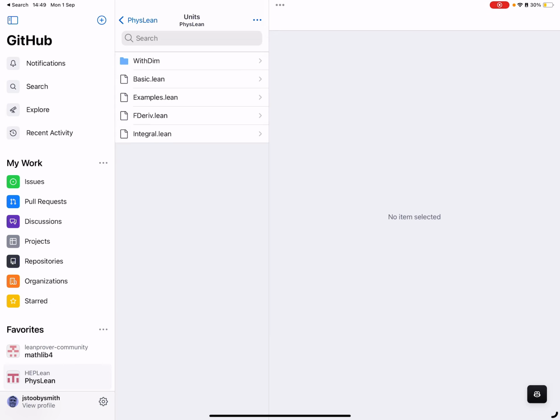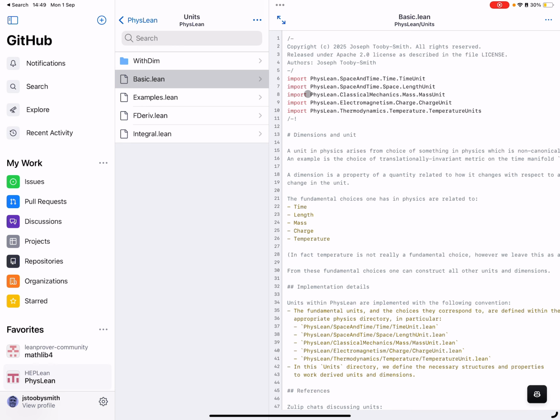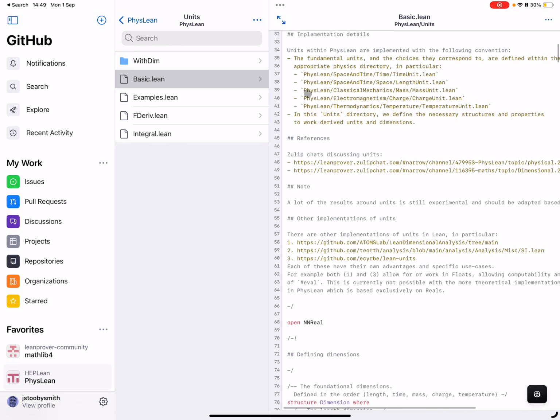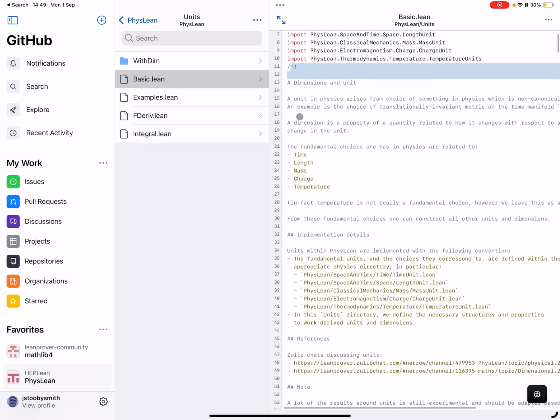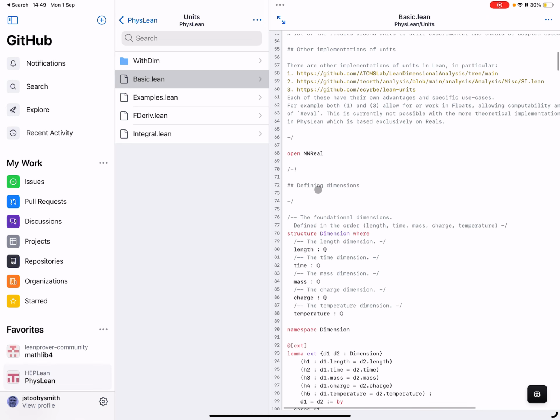So within any file within PhysLean, the main directory or the main file is going to be this basic.lean one, this one here. So I'm going to click on that. And we can see the doc string. So this first bit's the module doc string, and it tells us everything that's in this file and all of the key results. But let me go through this individually.